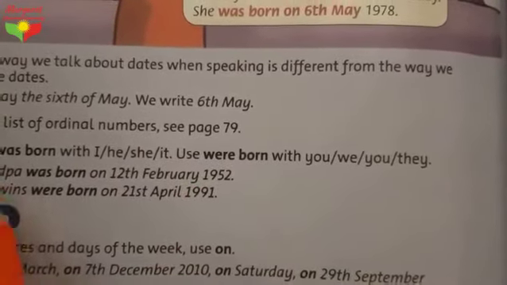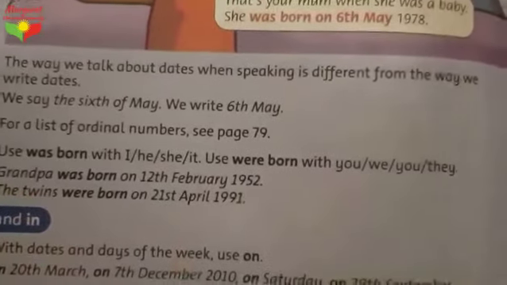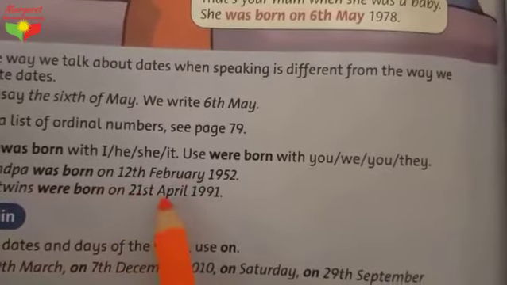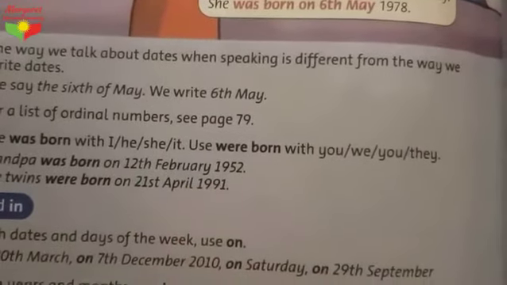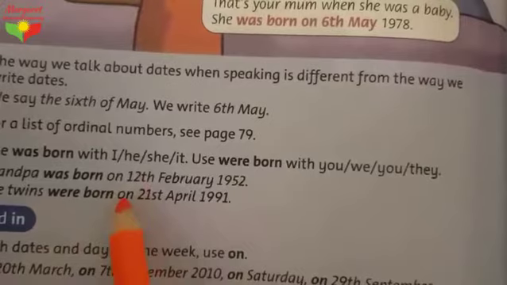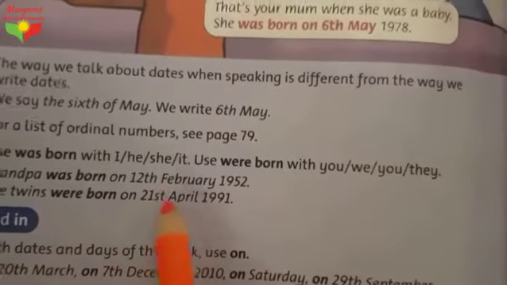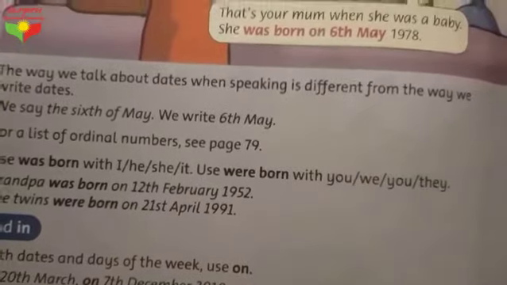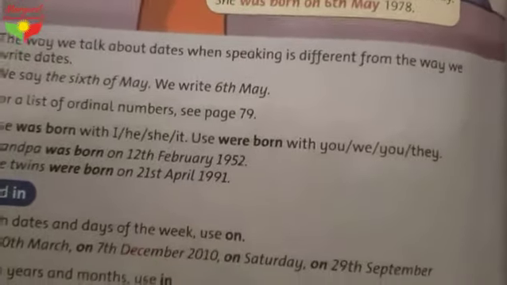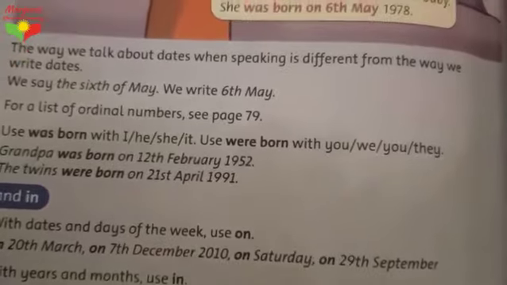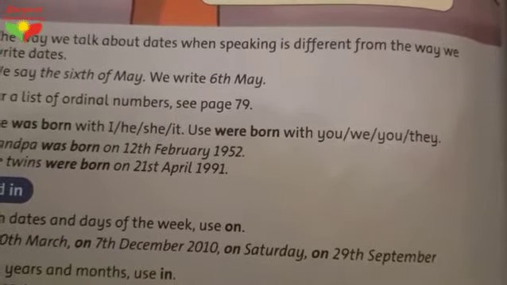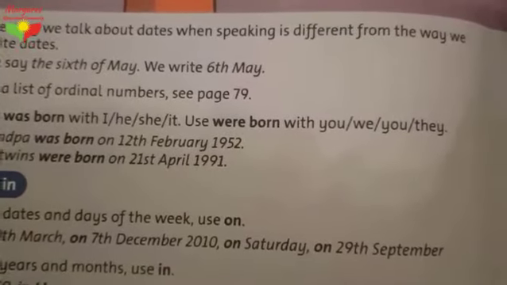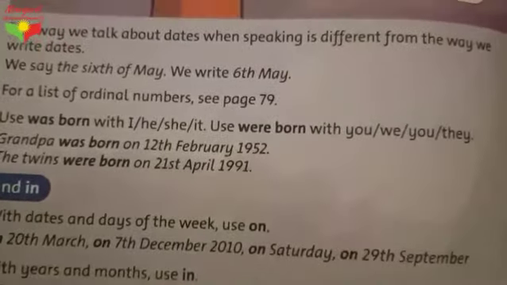The twins were born on 21st of April 1991. Okay? When we speak we say on 21st of April, but when we write we don't write "of" and we write 21 April. You have to pay attention to this point. It's really important. What you say when you speak is different than when you write.